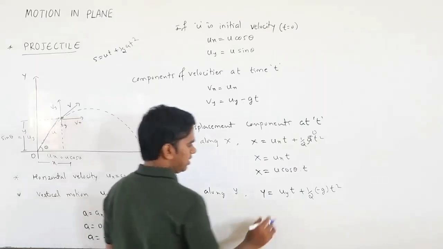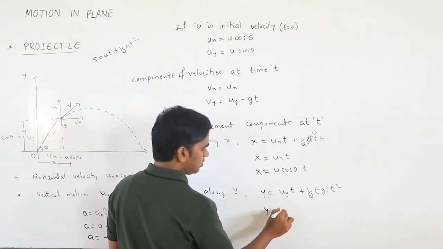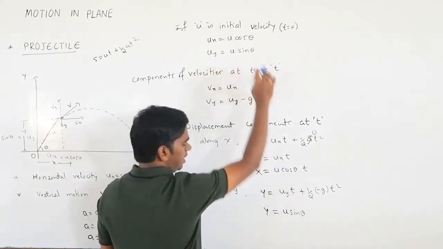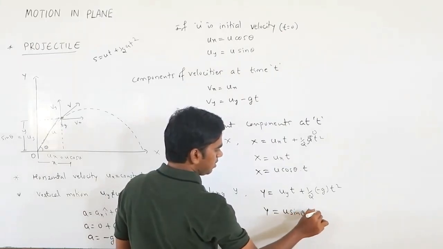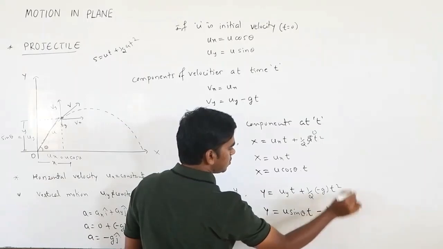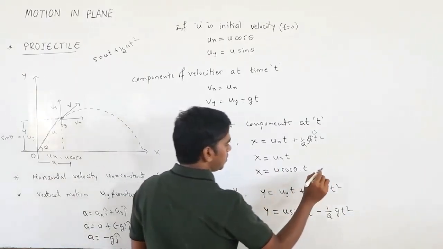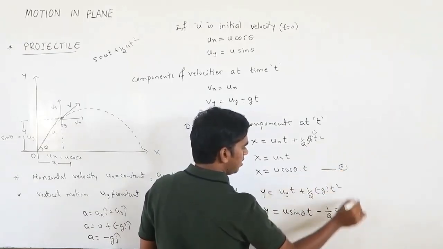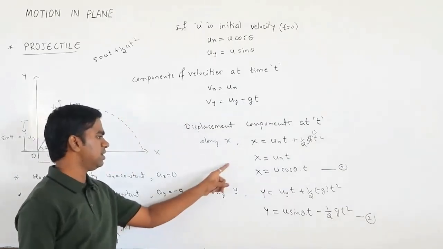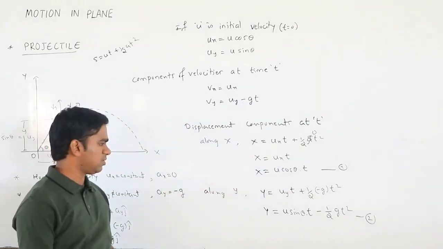So you can write y equals uy into t minus half g t square, where uy is u sin theta. Remember these two equations, very, very important. Let me write these as 1 and 2. These are the displacements along the x and y axis.